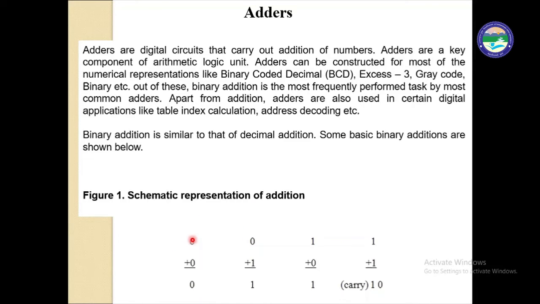Suppose one bit is 0 and another binary number is 0, then the output will be 0. If one is 0 and another is 1, we'll get 1. If the first input is 1 and another is 0, we will get 1 again. But if both the inputs are 1 and 1, we will get the output 0 with 1 carry. So this is about binary addition.